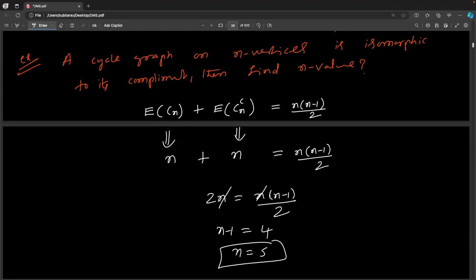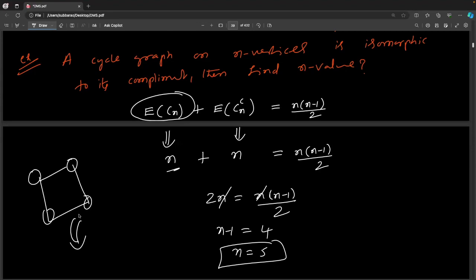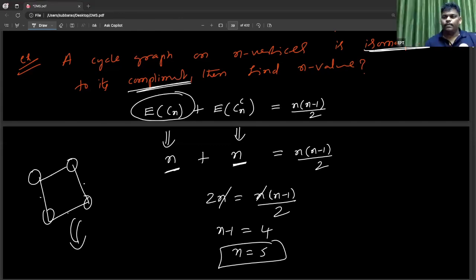You may say, sir, for a cyclic graph with n vertices, how can you say n edges? Take any cyclic graph: 4 vertices, 4 edges. Because it is isomorphic to its complement, the complement should also contain the same number of edges. Here n edges, here also n should be there. So 2n is equal to n into n minus 1 by 2. Simplification you can do very well. Is it okay?